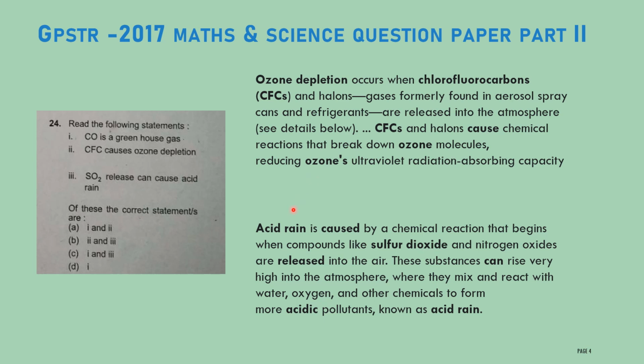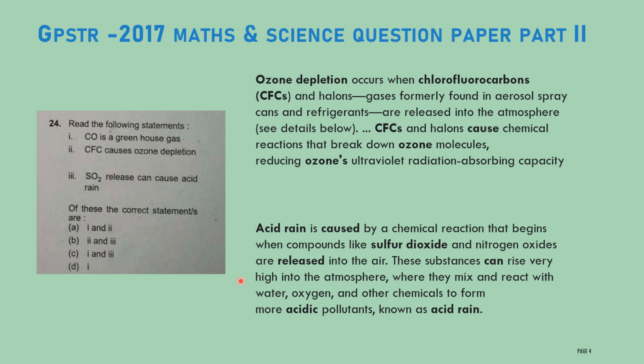The next one, acid rain. Acid rain is caused by a chemical reaction that begins when compounds like sulfur dioxide and nitrogen oxides are released into the air. How will it cause acid rain? Acid rain is produced if the atmospheric gas is mixed with sulfur dioxide and nitrogen oxides.